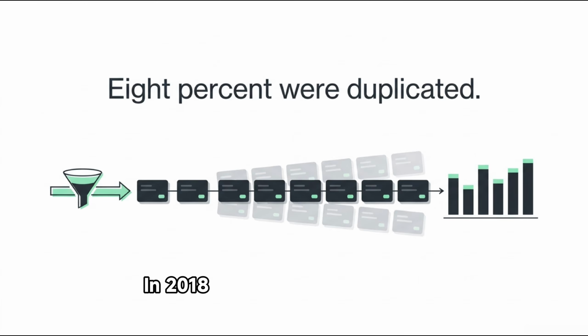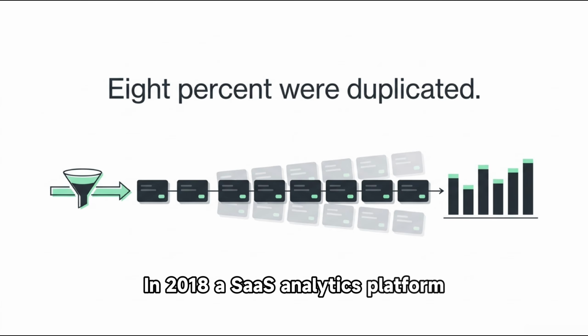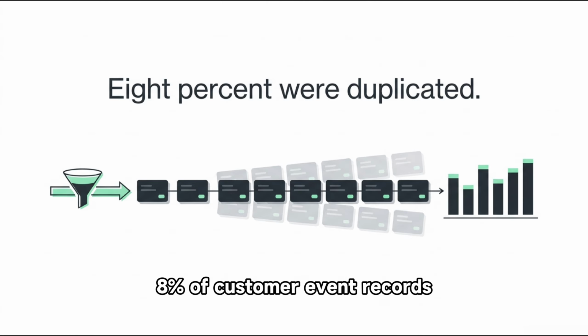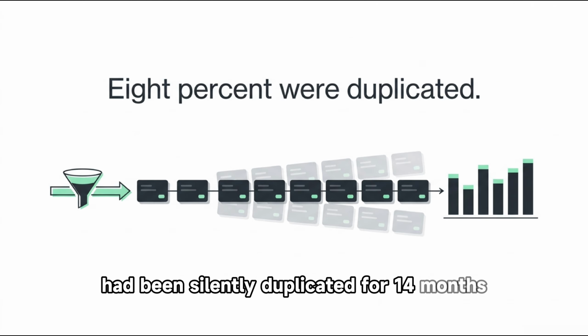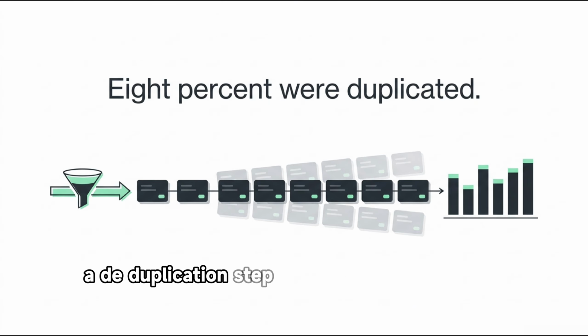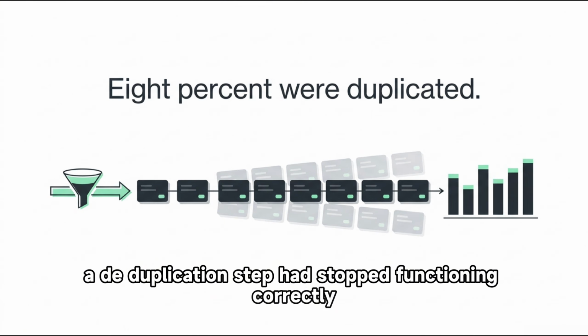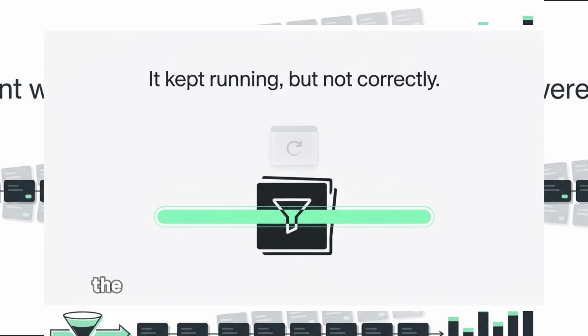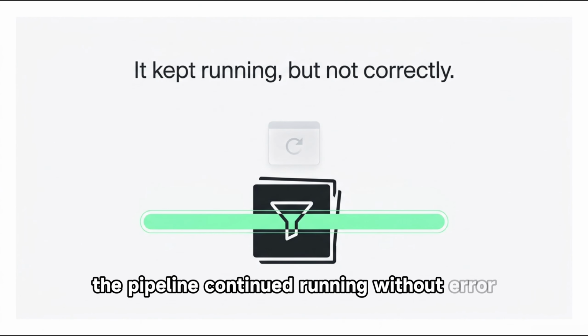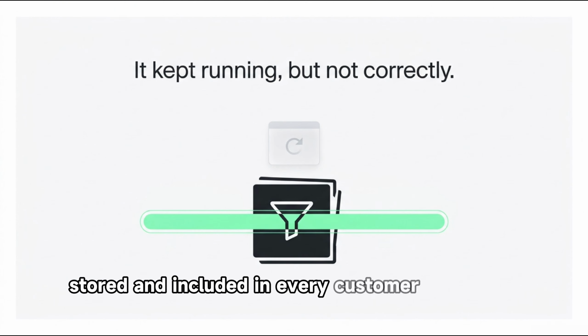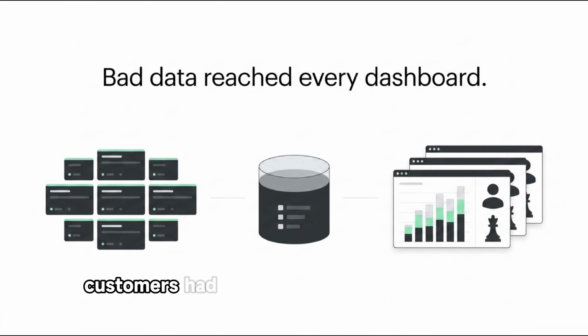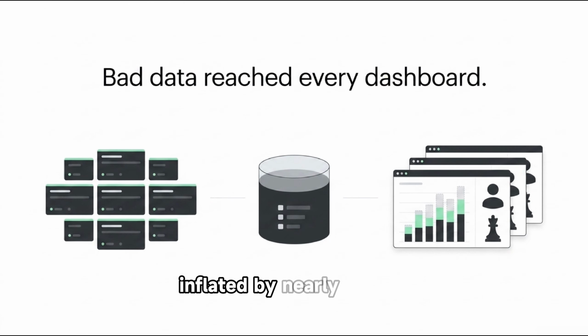In 2018, a SaaS analytics platform auditing their ingestion pipeline discovered that approximately 8% of customer event records had been silently duplicated for 14 months. A deduplication step had stopped functioning correctly after a dependency update. The pipeline continued running without error. Events were processed, stored, and included in every customer dashboard.